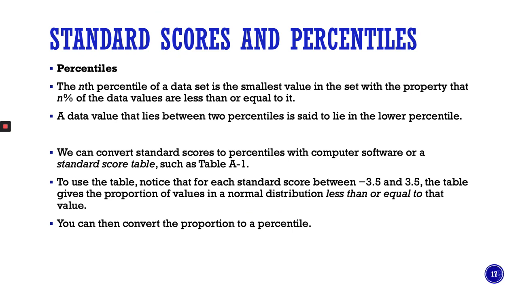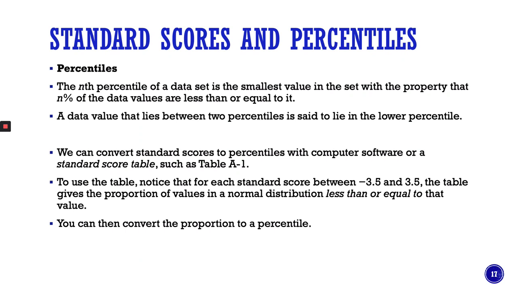Standard scores and percentiles. The nth percentile of a data set is the smallest value in the set with the property that n% of the data values are less than or equal to it. A data value that lies between two percentiles is said to lie in the lower percentile. We can convert standard scores to percentiles with computer software or a standard score table, such as table A1. Now I'm going to give you the table in any way that you need it as far as the exam goes, and you have it on your handout for doing your homework, plus it's in the video, so you can use it there.